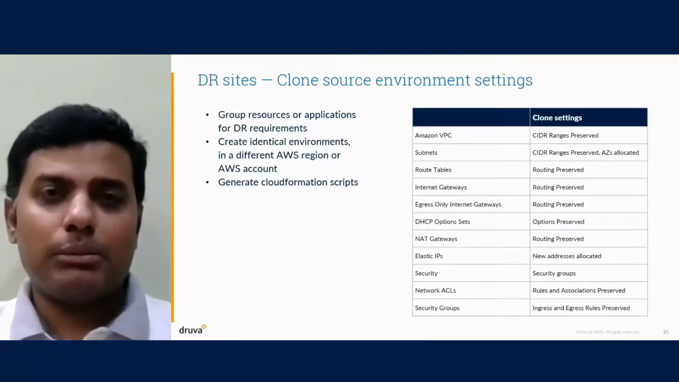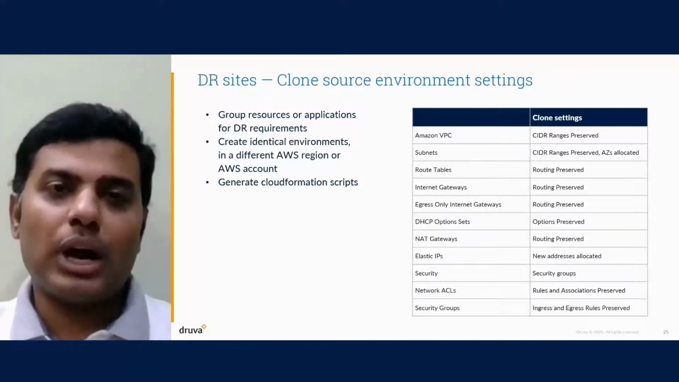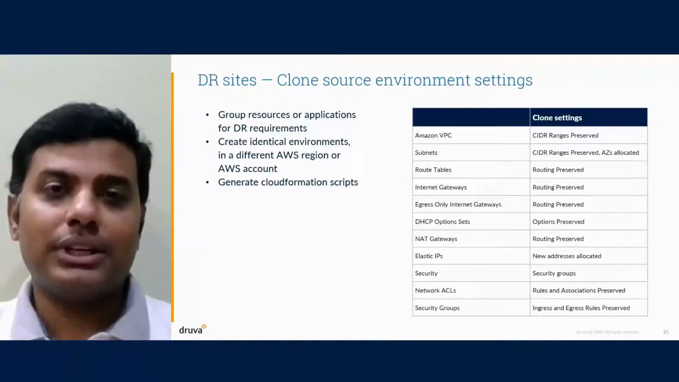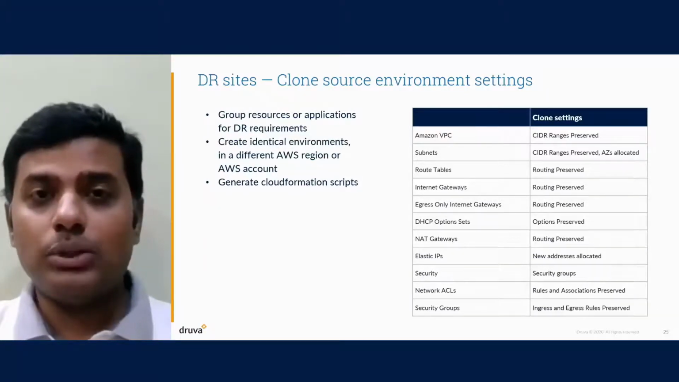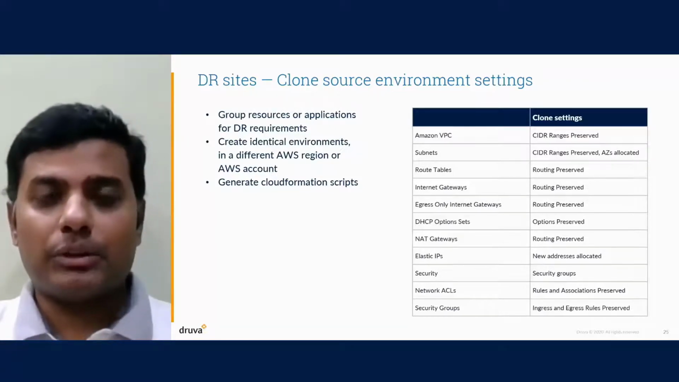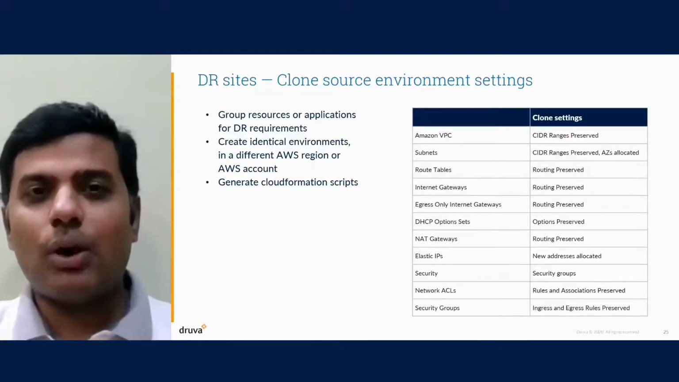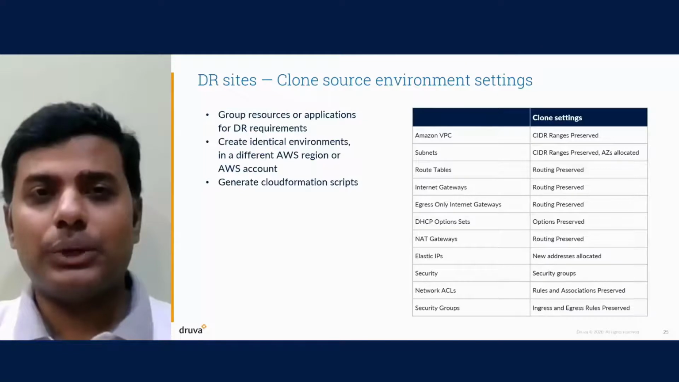With the capabilities available, using a single click operation, you can say, I want to clone this environment and create a secondary site out of it, another environment out of it. This environment could be in another AWS account. It could be in another AWS region. And what we are going to do as a part of this is to simply take all of the settings that are part of your network and security settings and automatically create that secondary site for you.